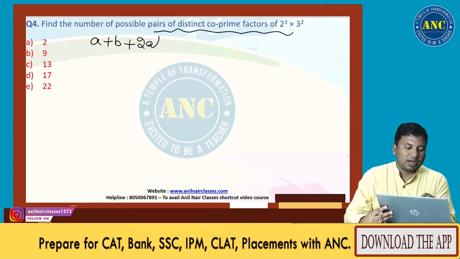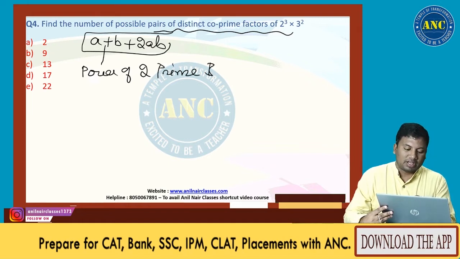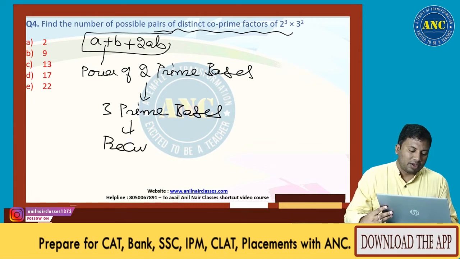A plus B plus 2AB. What are these? These are nothing but the powers of two prime bases P1 and P2. I proved it yesterday also. Then we also discussed what if three prime bases happen, how to do the recursion process. These also we discussed. Each and every question has one particular concept.